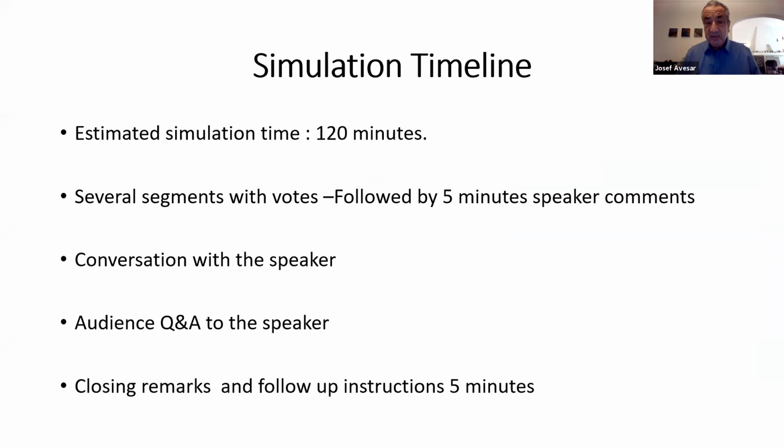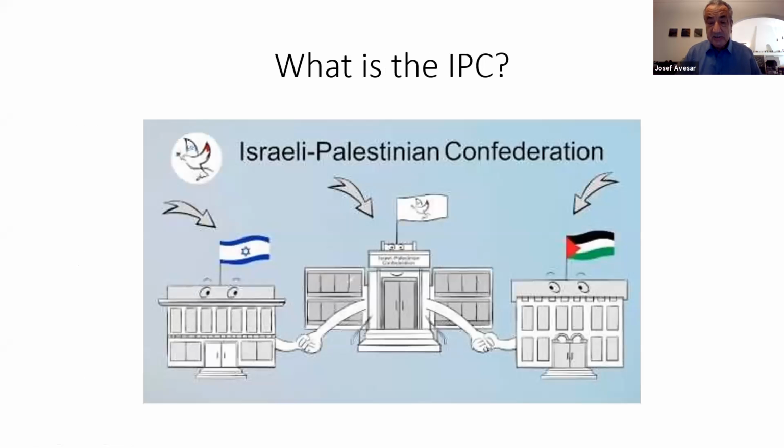After each segment, we will ask Ambassador Ross to opine on what we have just passed. And then we will go to the next segment. We'll try to pass several pieces of legislation, and then we'll go to audience question and answer for Mr. Ross. And obviously he could make whatever comments he wishes during and at the end of the simulation. And then we'll have closing remarks for 5 minutes.